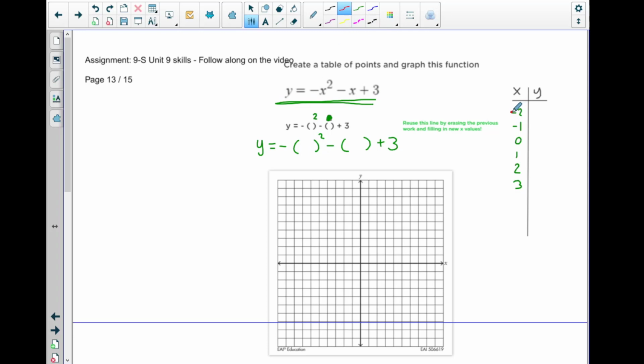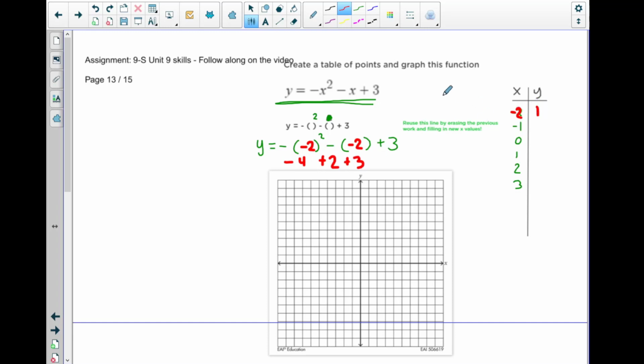Okay, and then I'm going to do one at a time. So I'm going to put negative 2 in. Negative 2 squared is 4, so this is negative 4. Minus 2 is plus 2, plus 3, right? So minus 4 plus 3, so plus 5 is 1, right?